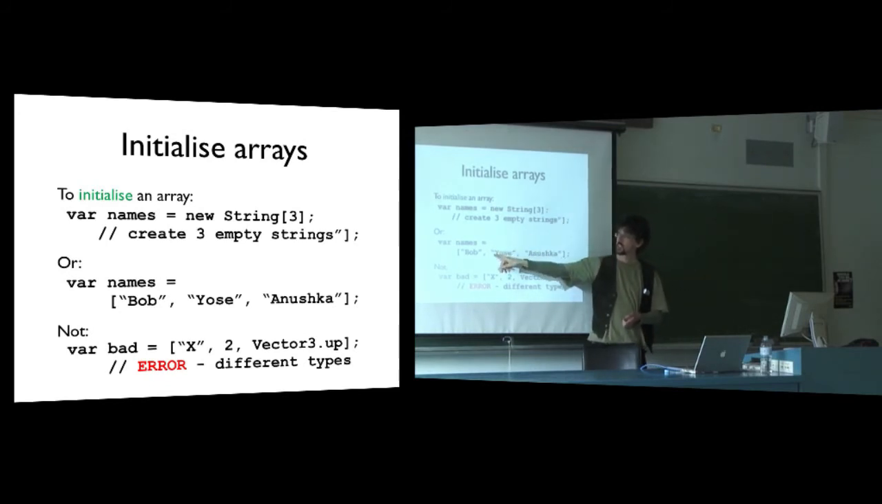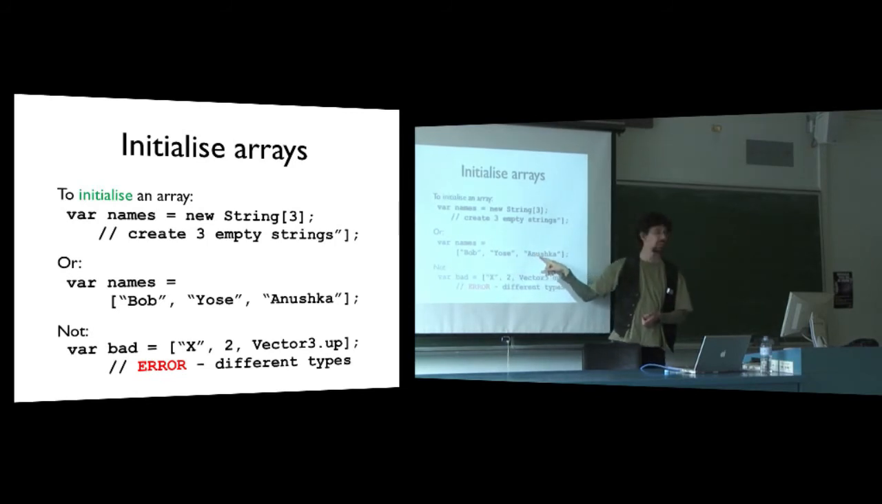Alternatively, we can initialize like this. We can actually say in square brackets the 3 things that we want to have in the array. And so if we have initial values for our array, we don't want them to be empty, we can set them using this sort of notation.